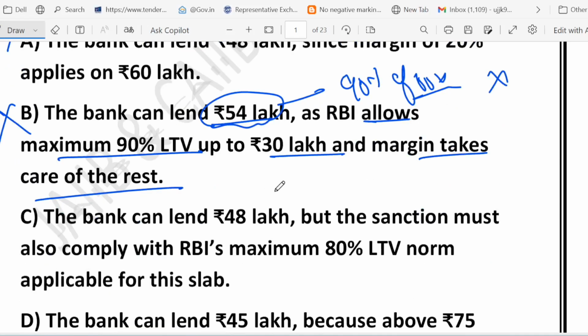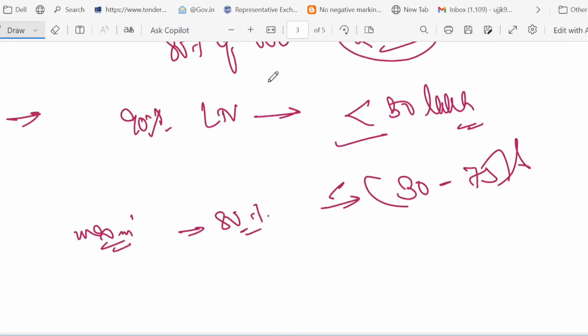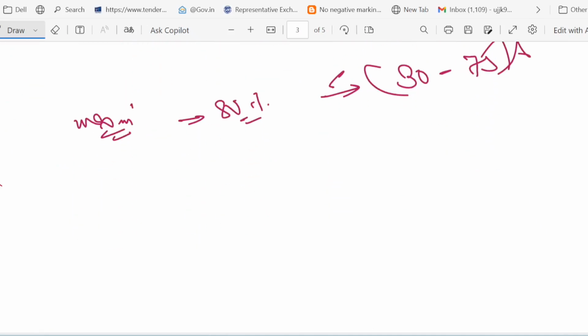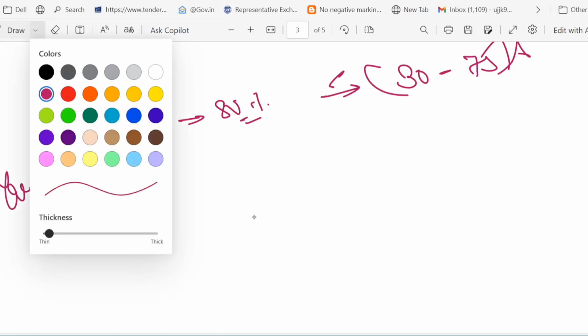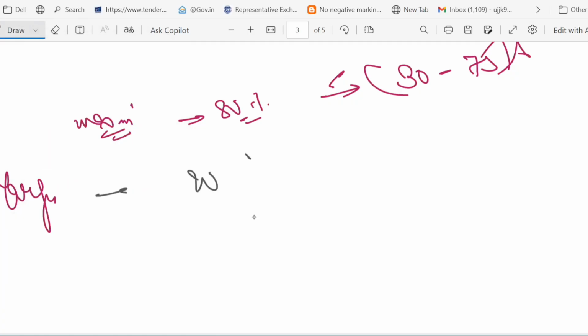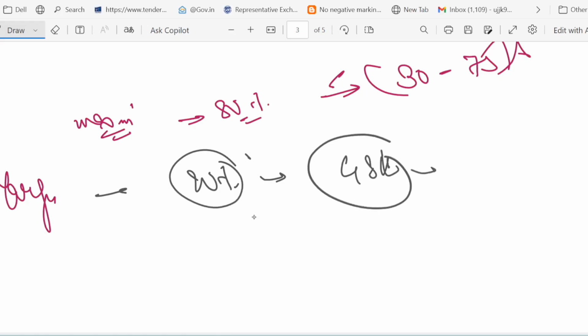Now option C, have a look. Option C is that the bank can lend 48 lakh, but the sanction must also comply with the RBI maximum 80% LTV norm applicable for this slab. Let's check this. The margin says 20% borrower contribution. Margin means borrower contribution, which is 20%. If you find 20% of 60 lakh, that gives 48 lakh as the bank finance.